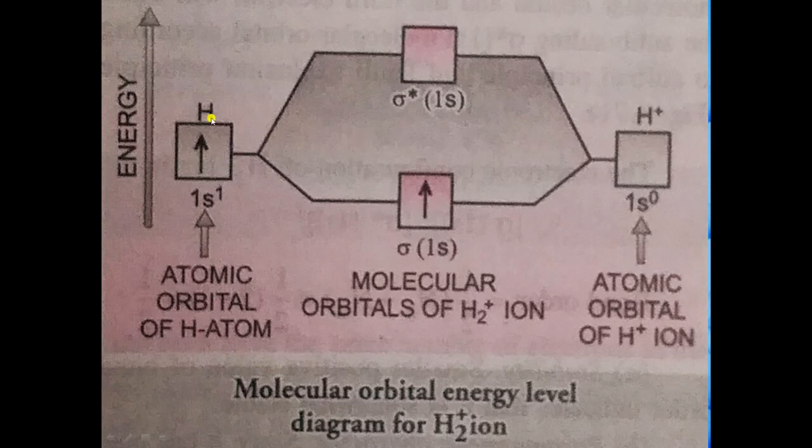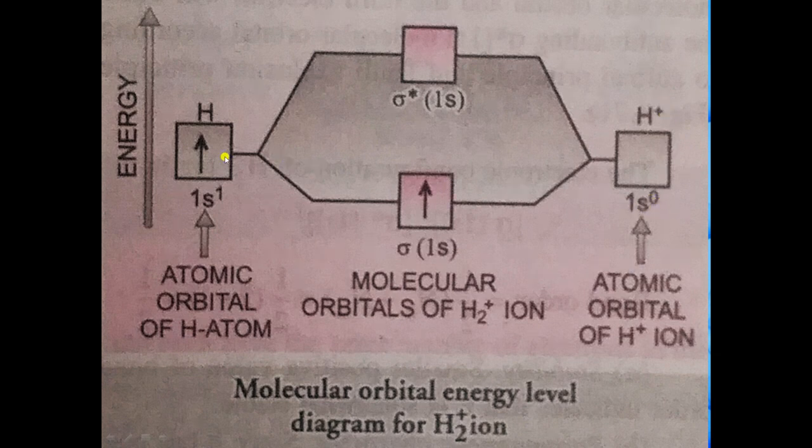Now in hydrogen only one electron is present. The electronic configuration is 1s1, so here you will fill one electron. In H positive ion, a positive charge means there is removal of one electron. Only one electron was present in the 1s orbital and now we have removed one electron because it acquired a positive charge. So that means 0 electrons are present in the 1s orbital.